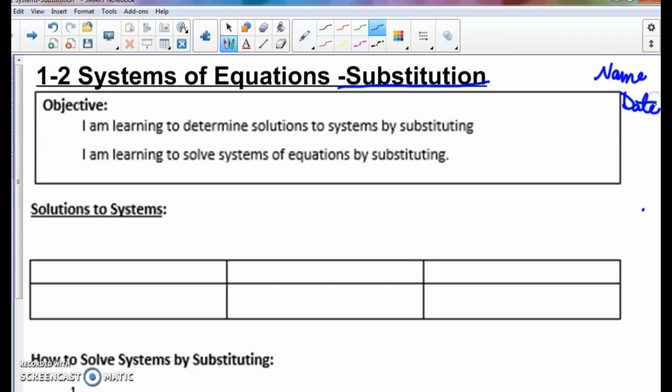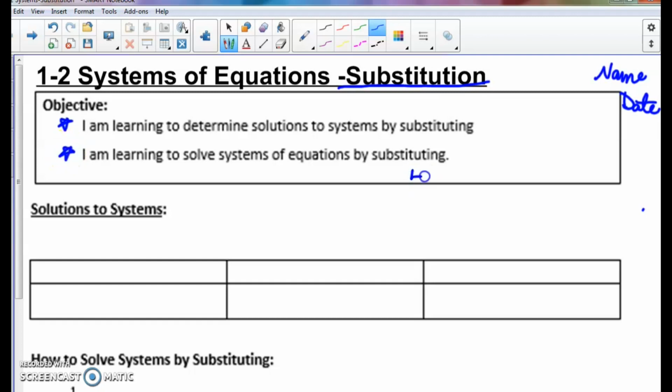And then below our title, we'll start with our learning targets. And just to remind you, you can push pause anytime you need more time to write something down, and then push play when you're ready. So our first learning target is that I am learning to determine solutions to systems by substituting. And I am learning to solve systems of equations by substituting.